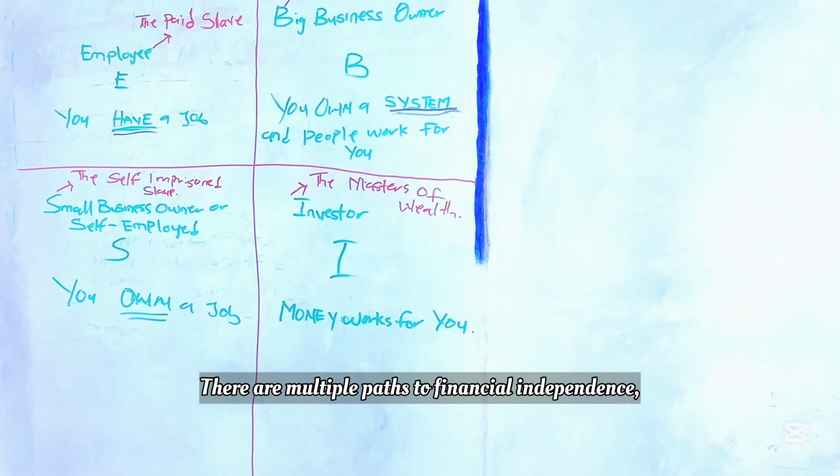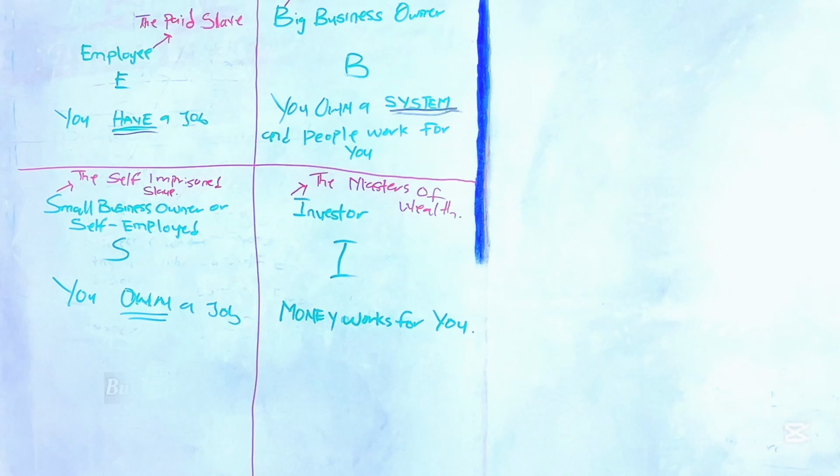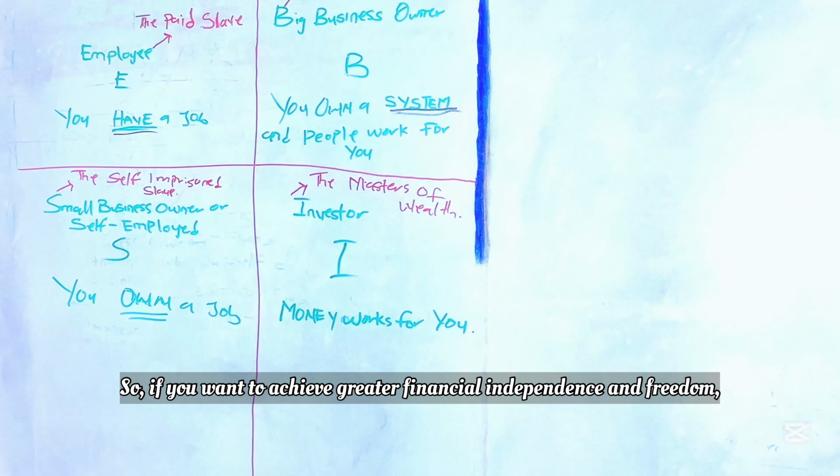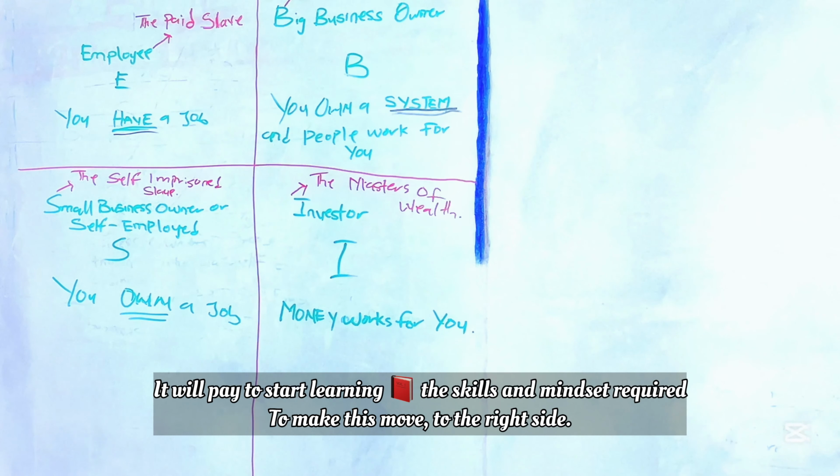There are multiple paths to financial independence, but most of them ultimately lead to the right side of the quadrant, B and I. So if you want to achieve greater financial independence and freedom, it will pay to start learning the skills and mindset required to make this move to the right side.